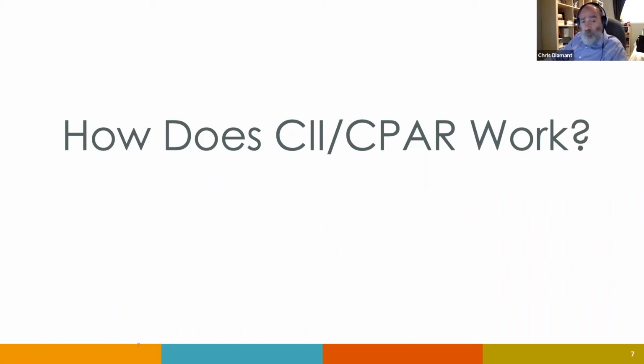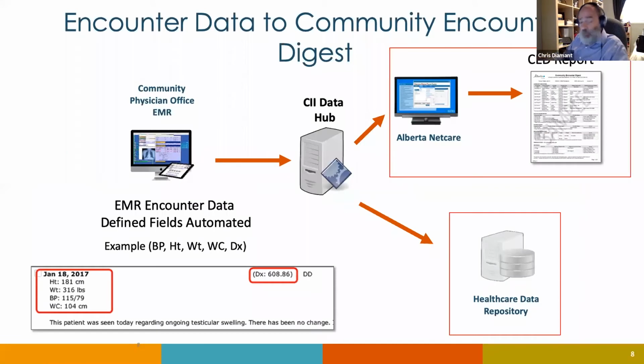Now I want to spend some time looking at all of the fields that come from MedAccess and where they go, particularly in Netcare, and what it looks like in Netcare when the information flows. You've heard in other presentations that there are 3 types of information shared through CII-CPAR: encounter data, consult reports, and panel data, and we'll go through each of these. The one that has the most information that flows is encounter data, so we'll start with that.